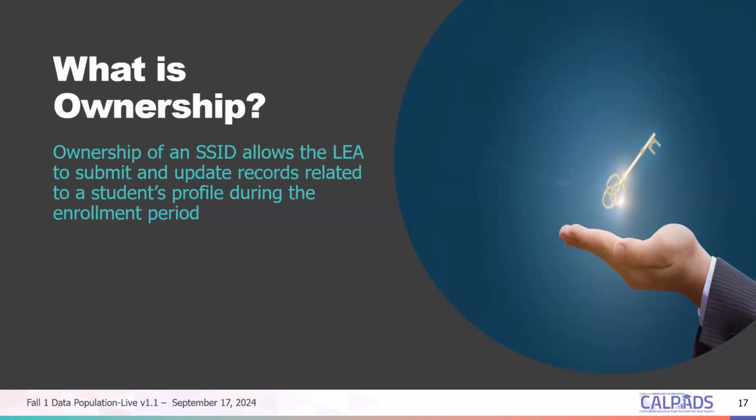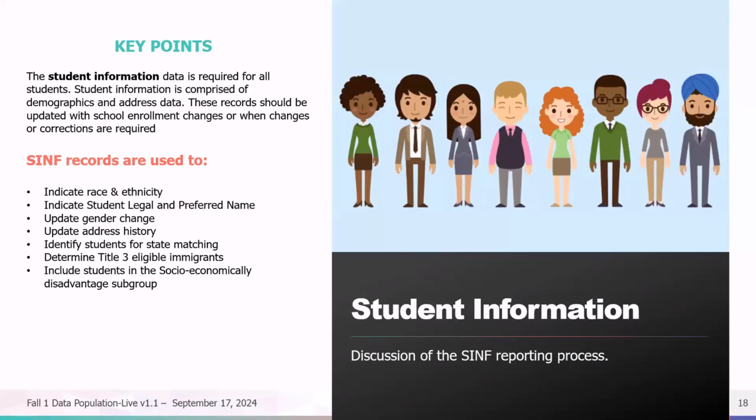It's the GER5. Okay, let's go ahead and move on to the student information, or SINF record. The SINF record is required for all students. In fact, when you submit an SENR record for the first time for a student, a shell SINF record is created in CALPADS, which you have to be sure to update. The SINF file contains demographic and address information about your student, and it's used for the purposes listed on this slide. SINF records are used to indicate race or ethnicity, legal and preferred names, gender and gender changes, address history, direct certification matching at the state level. It's used to identify students who are Title III eligible immigrants and to include students in the socioeconomically disadvantaged subgroup.